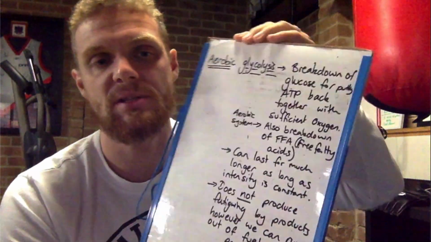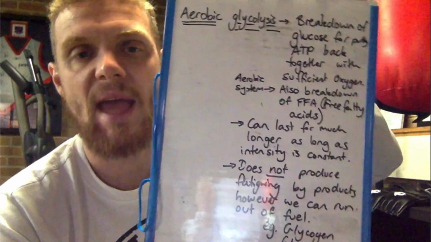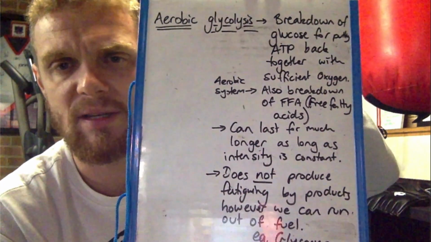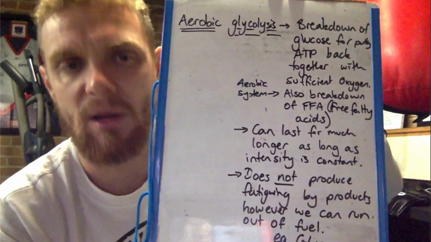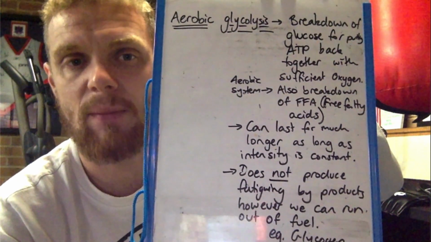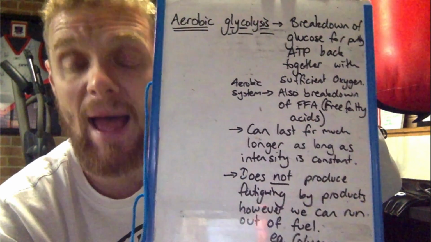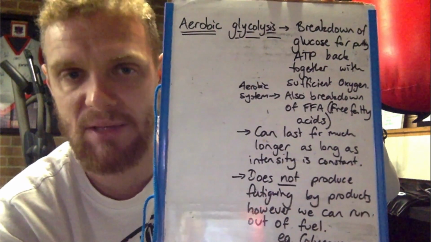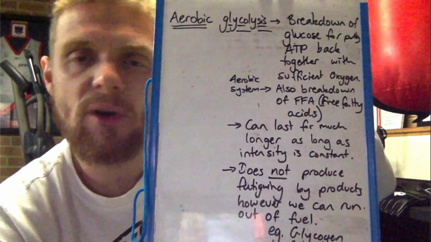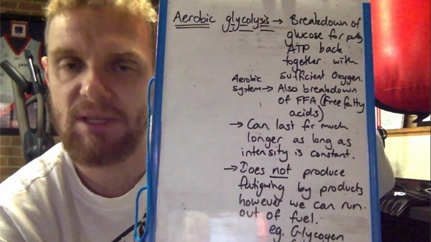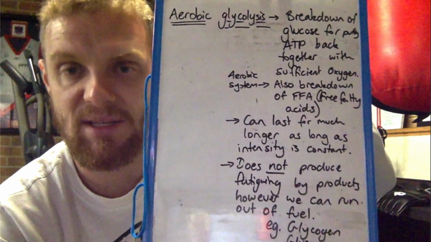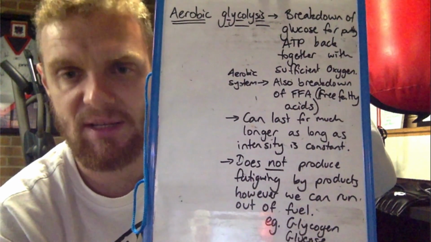The final one is the aerobic glycolysis system, or the aerobic system, and I'll talk about the difference in a moment. Aerobic glycolysis talks about the breakdown of glucose to put ATP back together, and it has enough oxygen present in the muscle now. That's where the word aerobic comes into it. You'll notice that it's also referred to as the aerobic system, because when we spoke about food fuels, we know that fats are a fuel that we can use for exercise as well.